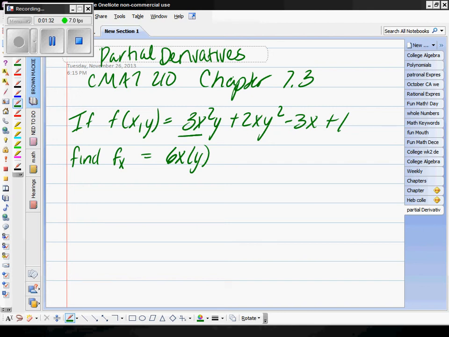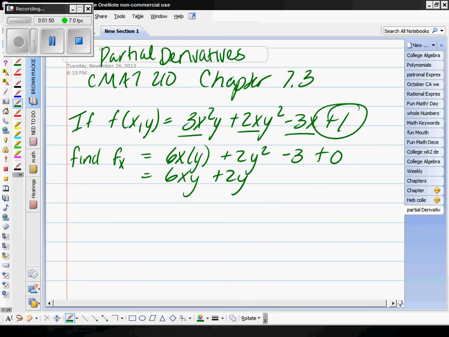And then we take the derivative of 2x, which will be 2, and then multiply that by y squared, and then we take the derivative of 3x, and that would be minus 3. And then when we take the derivative of a constant, that is technically what? 0. So my final answer should be 6xy plus 2y squared minus 3.